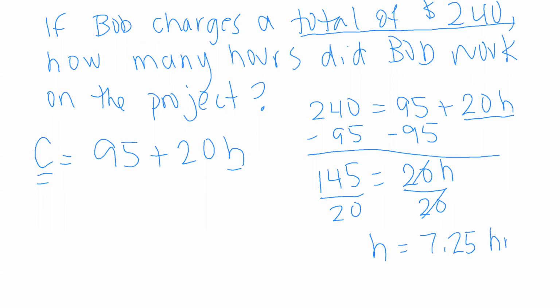7.25. So if you were charged 240 hours, I really messed this one up. Let me start over. If you were charged a total of $240, that would indicate that Bob had worked 7.25 hours.